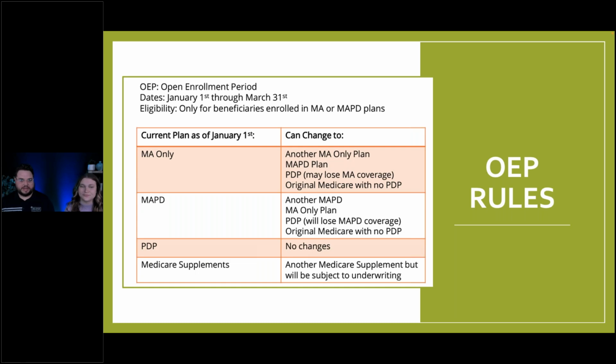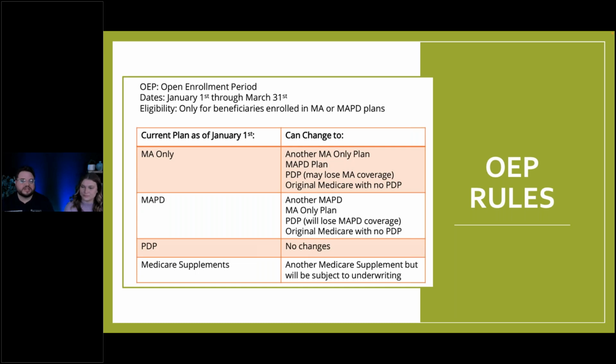So if you're on an MA plan and for whatever reason you want to switch back to Medicare only, you're able to do that. This would be a valid disenrollment for you by using OEP. Now for MAPD, very similar lineup here. You can switch to another one. You can switch to that MA only, PDP, or original Medicare and have no PDP.